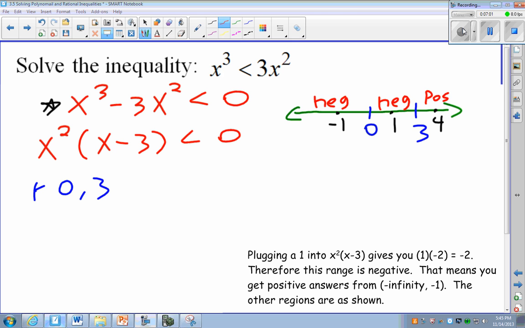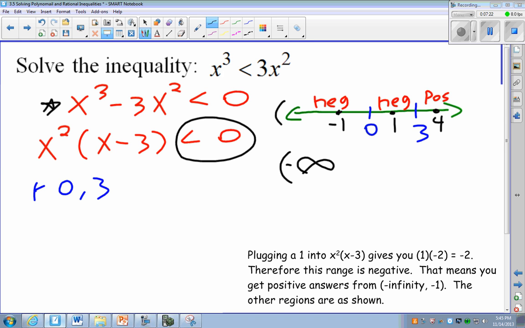Okay, so I chose the values -1, 1, and 4 to plug back into our function, to determine whether they're negative or positive. And so since we're trying to be less than 0, we're trying to find negative numbers. Okay, and so we can set up this interval as -infinity to 0. But doesn't it include 0? Well, why doesn't it include 0?